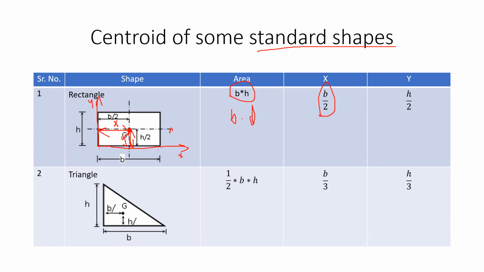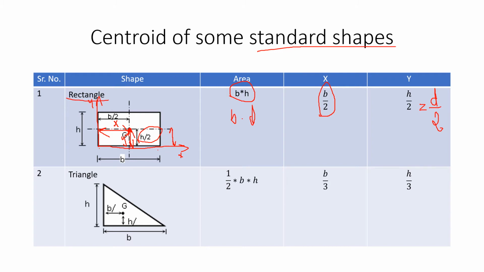I'm talking about this distance which represents y. Then it's h by 2 in case I'm considering it as height, and I can say d by 2 when I'm saying it as depth. So both are nothing but the same. Either you can say h by 2 or you can say d by 2, both are the same. So that is for the rectangle, our first standard shape.